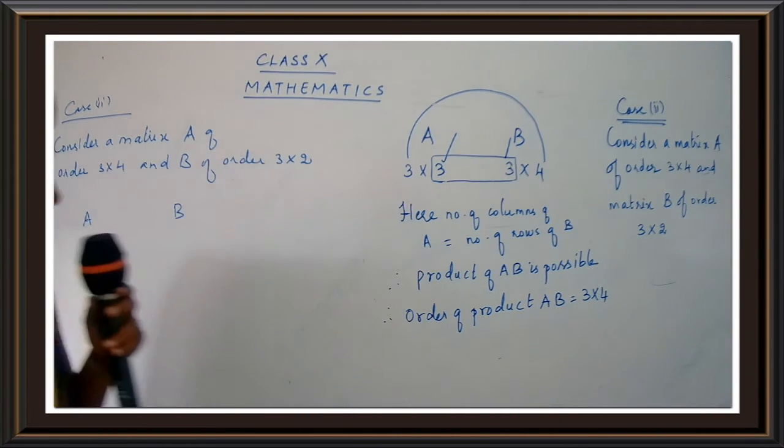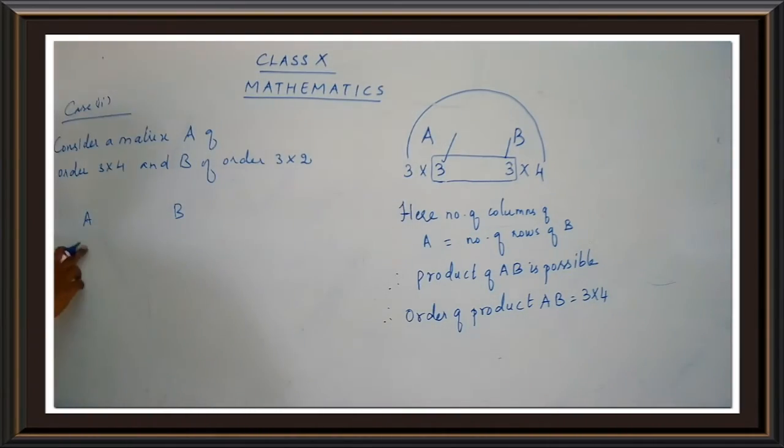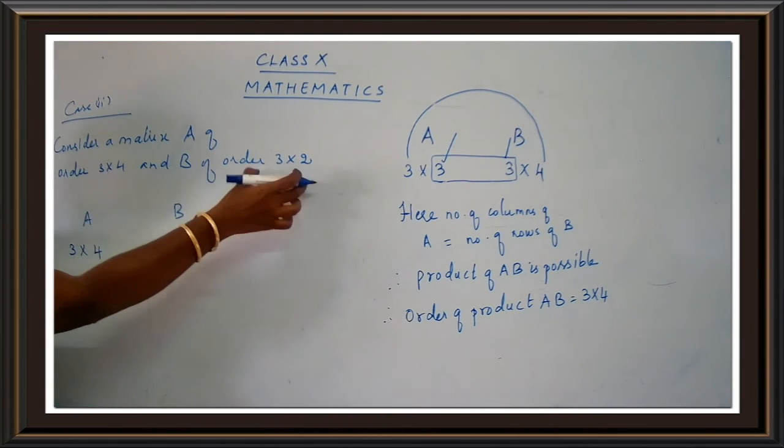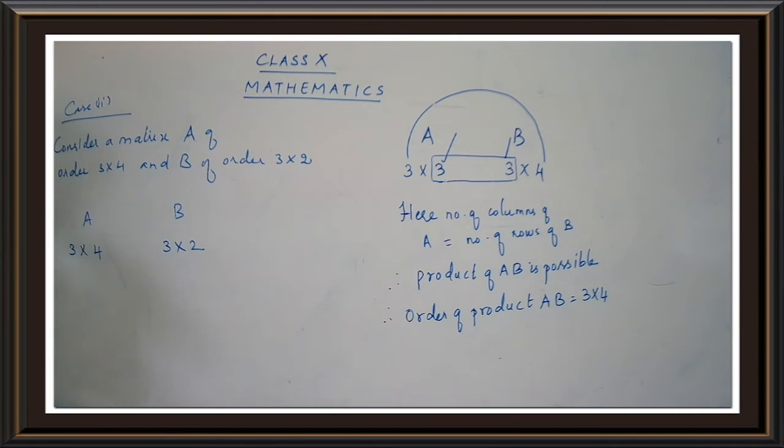Do not write 2 times. I have just written here so that I can write the points together. So AB. What is A? 3 cross 4. That is the order of A is 3 cross 4. What is the order of B? 3 cross 2. Order of A is 3 cross 4 and order of B is 3 cross 2. Just see the middle part, 4 and 3.